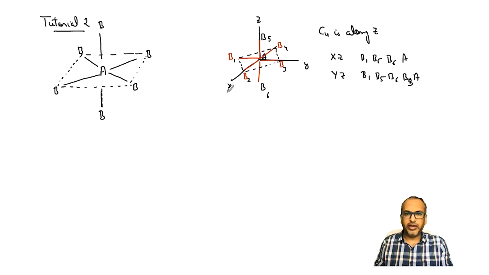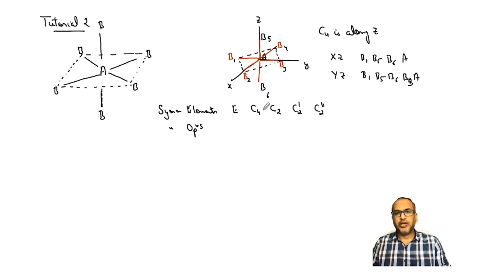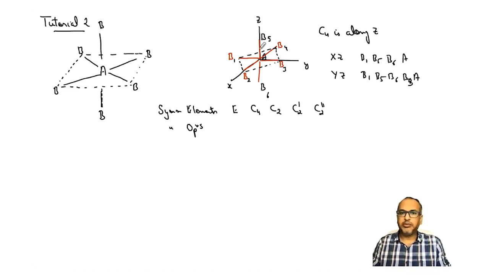While we are at this molecule, let us also list down the symmetry elements and corresponding operations. What are the symmetry elements present? The first and foremost is E, followed by C4, which is along the Z axis. There would also be a C2 along this, then C2 prime and C2 double prime. C2 is also along the Z axis. C2 prime will be perpendicular to the Z axis, so it will be either X or Y. So there will be two C2 primes.